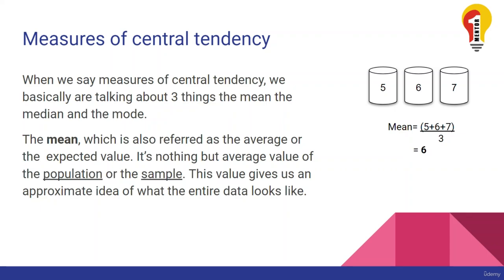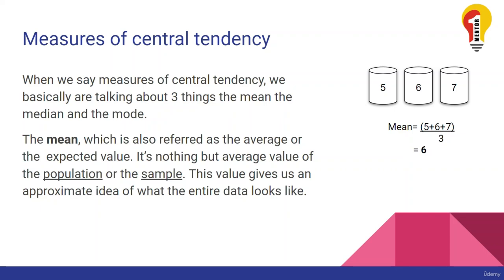So when we say measures of central tendency, we basically are talking about three things: the mean, the median, and the mode, the three M's. The mean is nothing but the average of the data set, which is also sometimes referred to as the expected value. It's basically the average of the population or the sample. The value gives us an approximate idea of what the entire data set looks like.